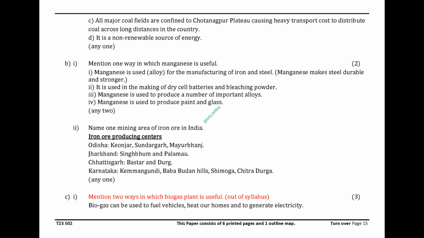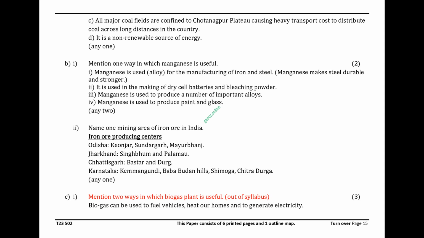Any two. Name one mining area of iron ore in India. Iron ore producing centers: Odisha: Keonjhar, Sundargarh, Mayurbhanj. Jharkhand: Singhbhum and Palamu. Chhattisgarh: Bastar and Durg. Karnataka: Kemmangundi, Baba Budan Hills, Shimoga, Chitradurga.